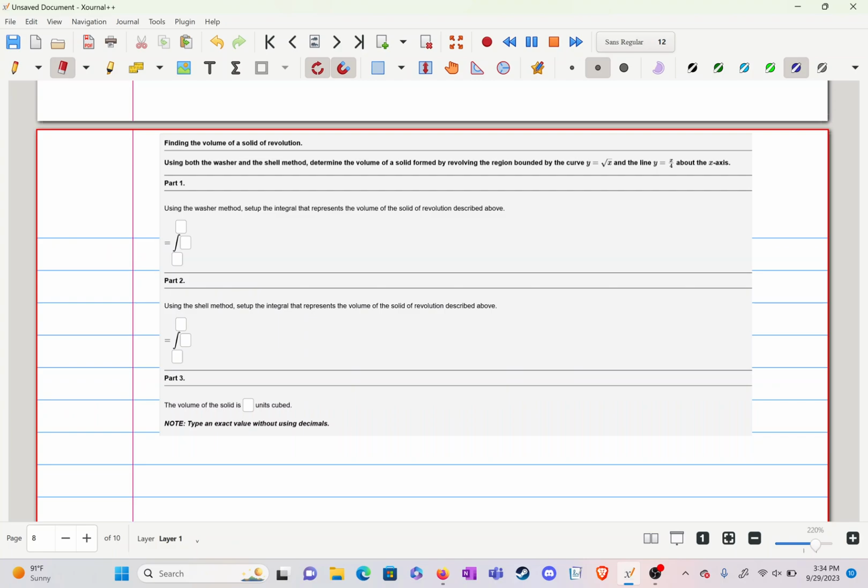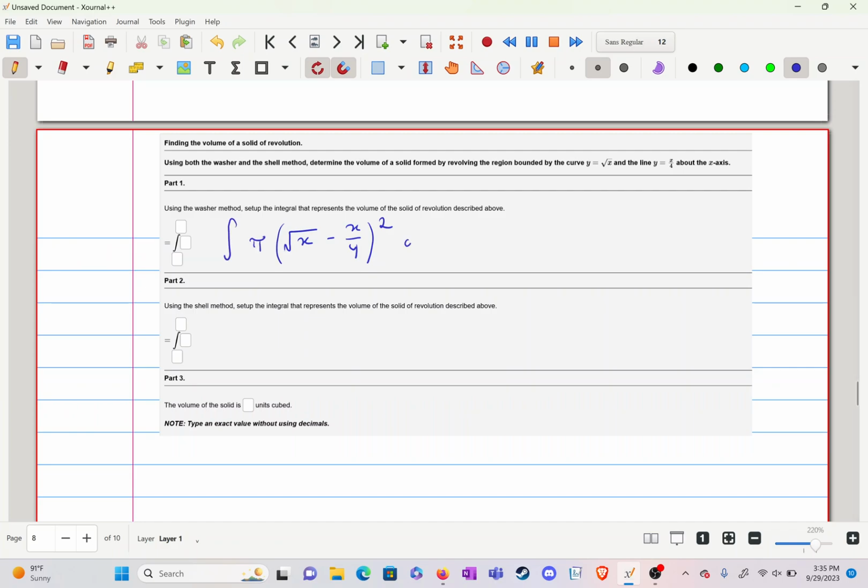Here we go. So washer method, if you don't know, like square root. Remember, usually on tests you're going to get pictures, but square root's kind of like this, and a line is like that. So we have a top minus bottom. Square root's going to be on top. So we have our square root of x minus our x over 4, all of that squared.